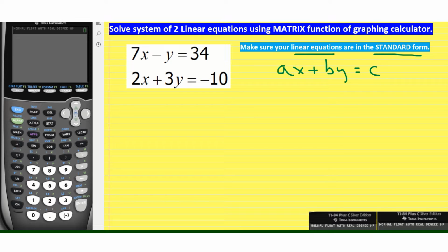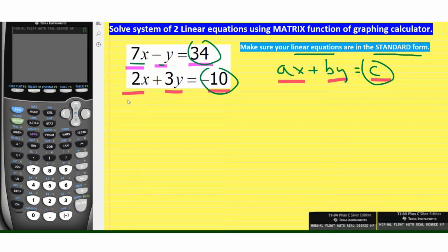Do both of our equations actually meet that standard? We've got ax plus by equals c. I've got 7x minus y equals 34, and 2x plus 3y equals negative 10. And of course, we just have to make sure that our constant is on one side of the equal sign by itself, and our x's and y's on the other side. So it looks like our two equations do meet the requirement of having both of them in the standard form.